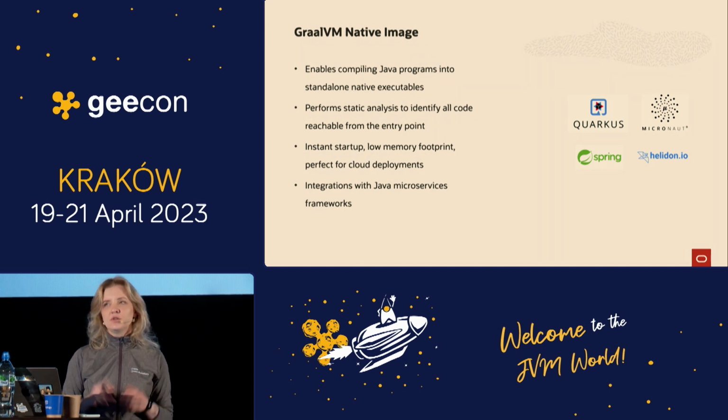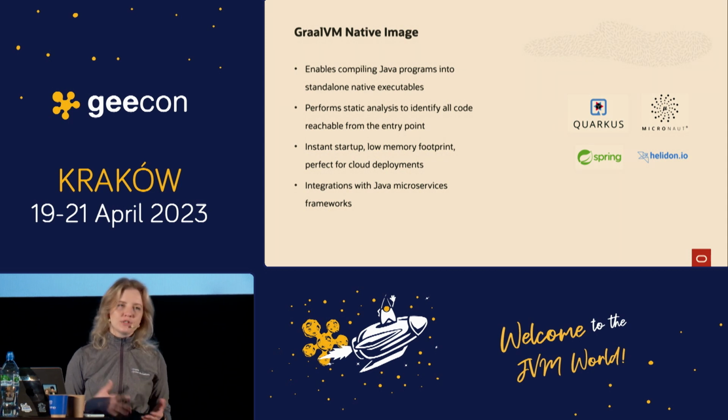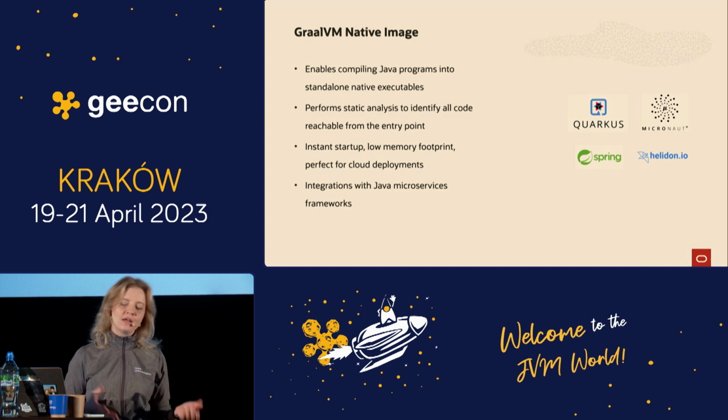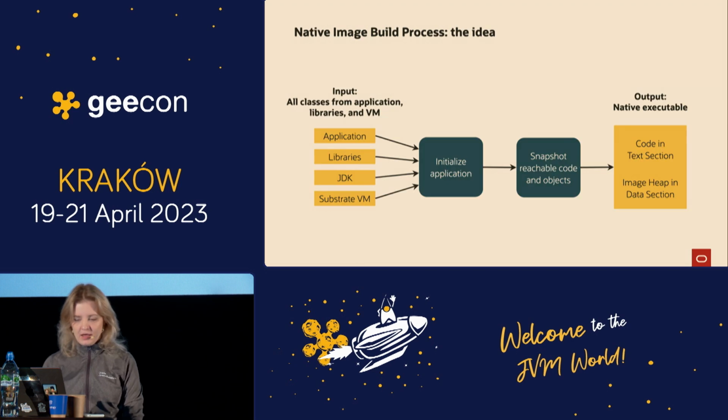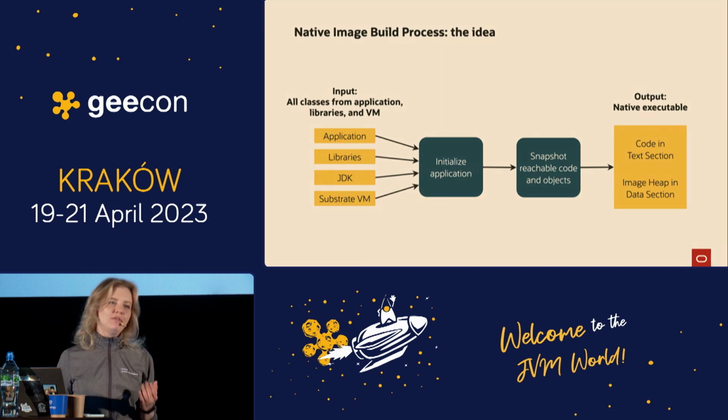Those benefits of native image, fast startup and low memory footprint, were recognized by many frameworks, tools and libraries in the ecosystem. That's why all those frameworks that you can see here on the slide, which are commonly used to build microservices with Java, have all adopted GraalVM as a platform. So how is it even possible to take something as dynamic as a Java application and compile it ahead of time?